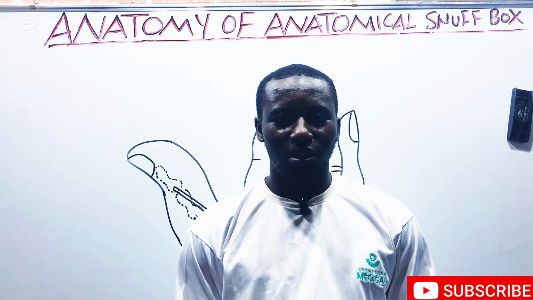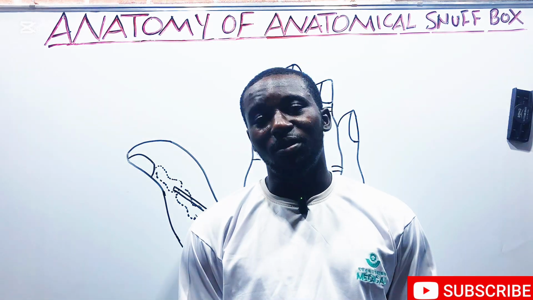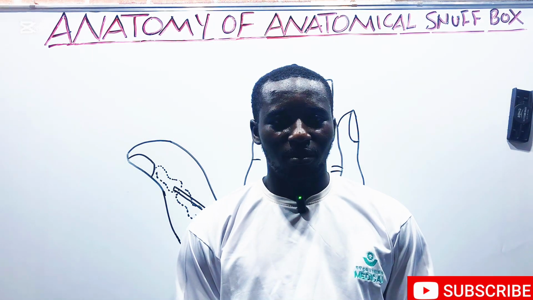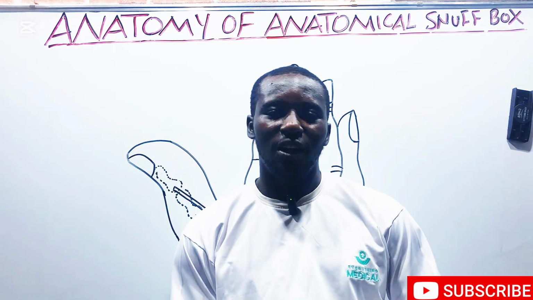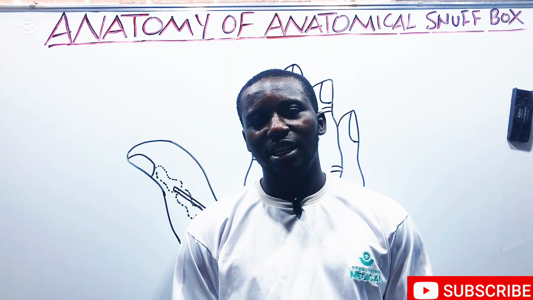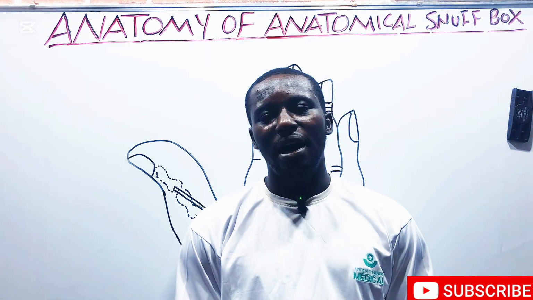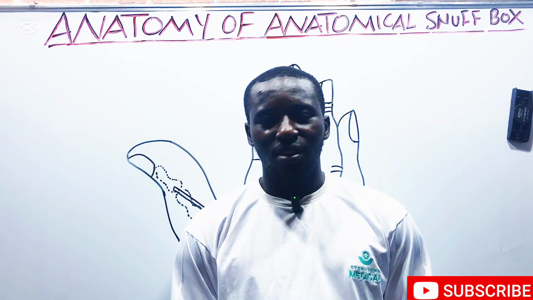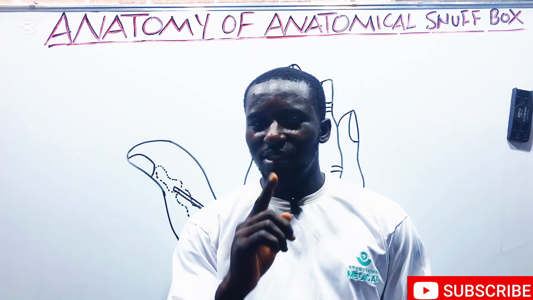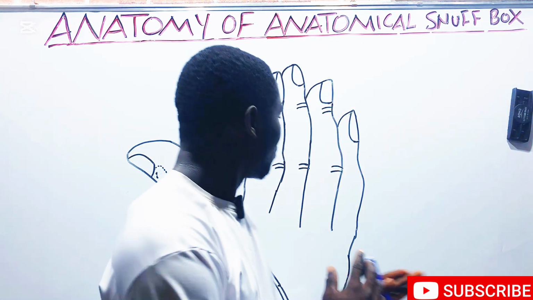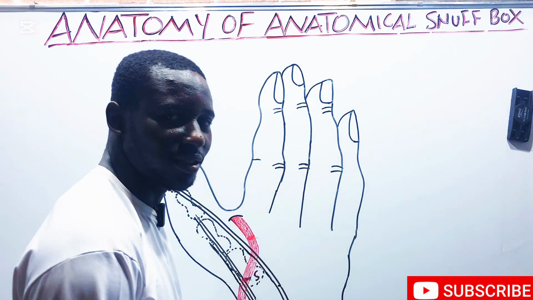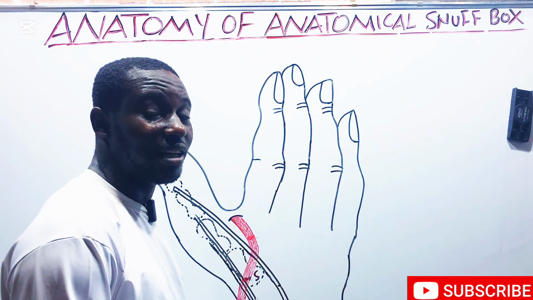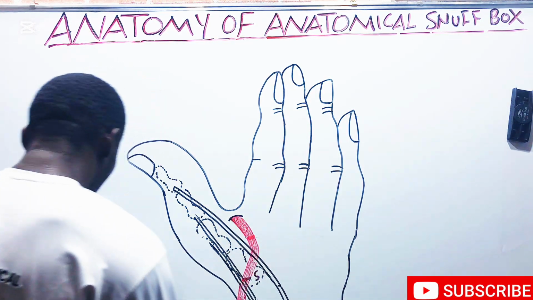On today's video, I'll be treating the anatomy of the anatomical snuff box. It can be called the radial fossa. It's one of those vital spaces in the upper extremities of the body. Without wasting much of our time, let's dive into the class properly. The first thing to note about this topic is that it is a space. Now, introduction.